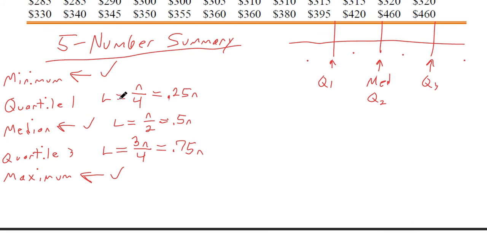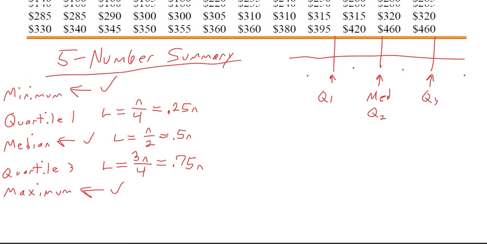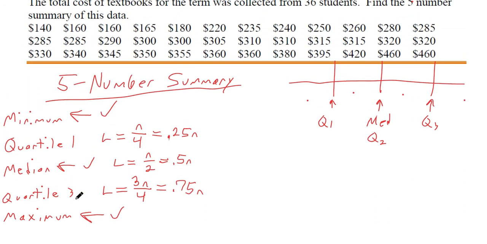Notice that these are just different locators, and we're still going to follow the same process that we did for the median. If the locator is a decimal, you round up, and that's the number you want. If the locator is a whole number, then you take that number and average it with the one above it. And that's what we're going to do here. We're going to use these definitions to find the 5-number summary for this data up here.